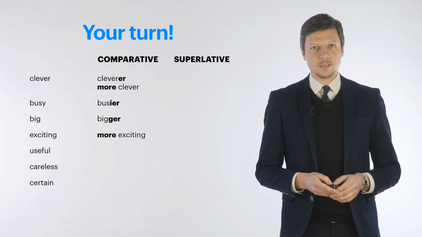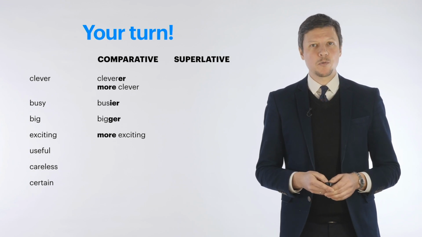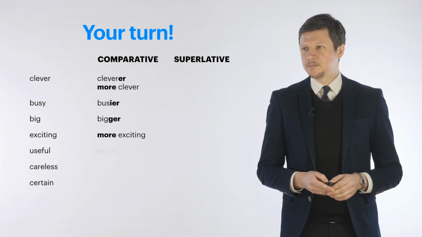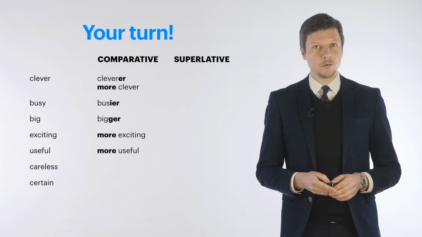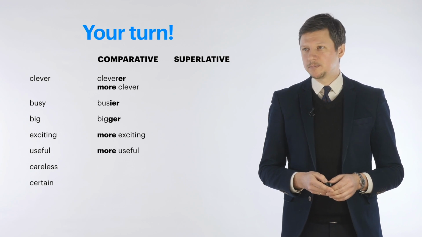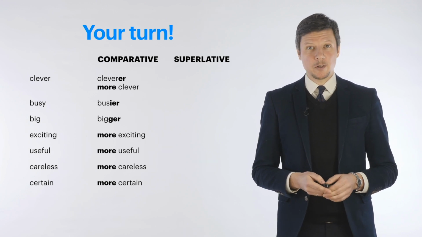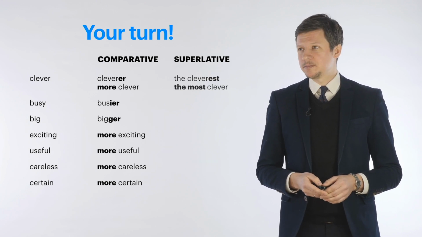Exciting is a long adjective, so we use more. Plus it also ends with an ing. Useful ends with full, thus we know we have to use more. More useful. Careless, more careless. Certain, more certain. Now let's have a look at the superlative forms.